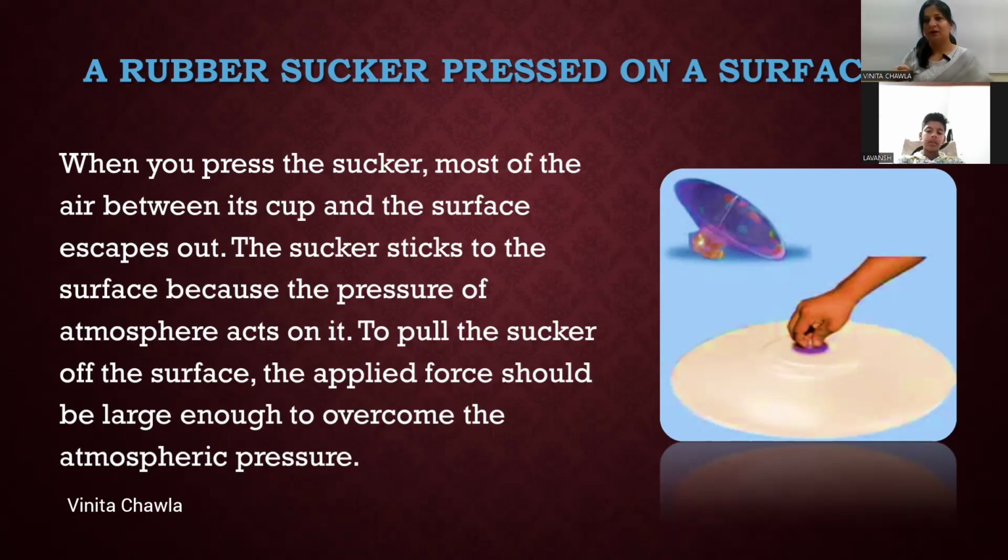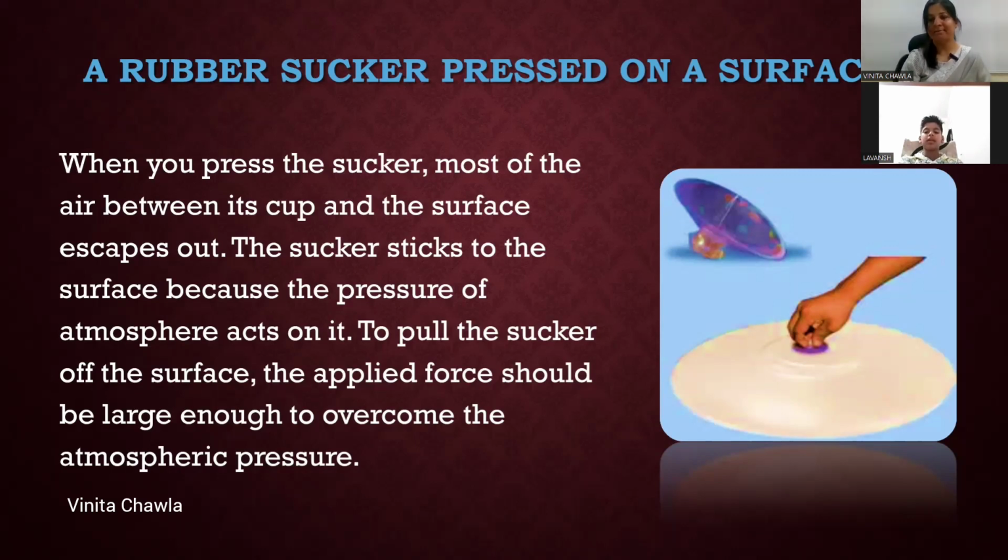Because there is pressure on it, there is atmospheric pressure on it, and air inside the sucker escapes out when it sticks to the surface. When it sticks to the surface, most of the air between the cup and the surface escapes out. So there is very little air, and the sucker sticks to the surface because of the atmospheric pressure acting on it. So we need to put so much effort to pull it.